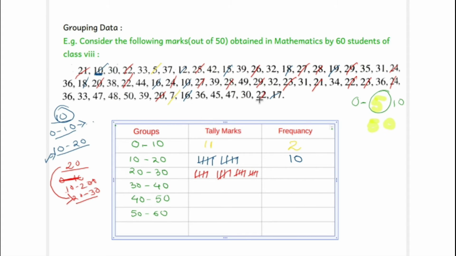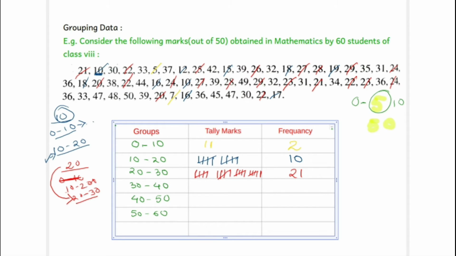then 21. So one more. So 5 plus 5, 10, plus 5, 15, plus 5, 20, plus 1 is 21. So in this group we have 21 numbers. Okay, now between 30 to 40.